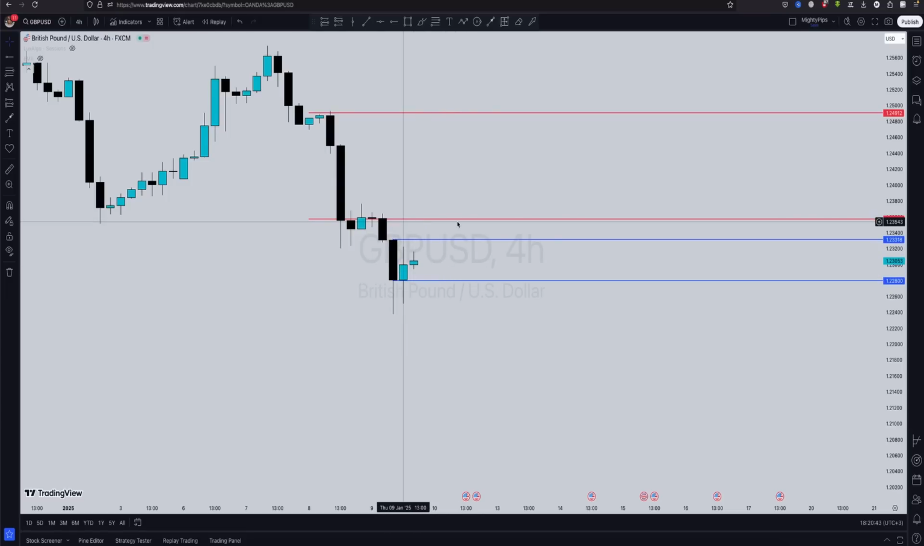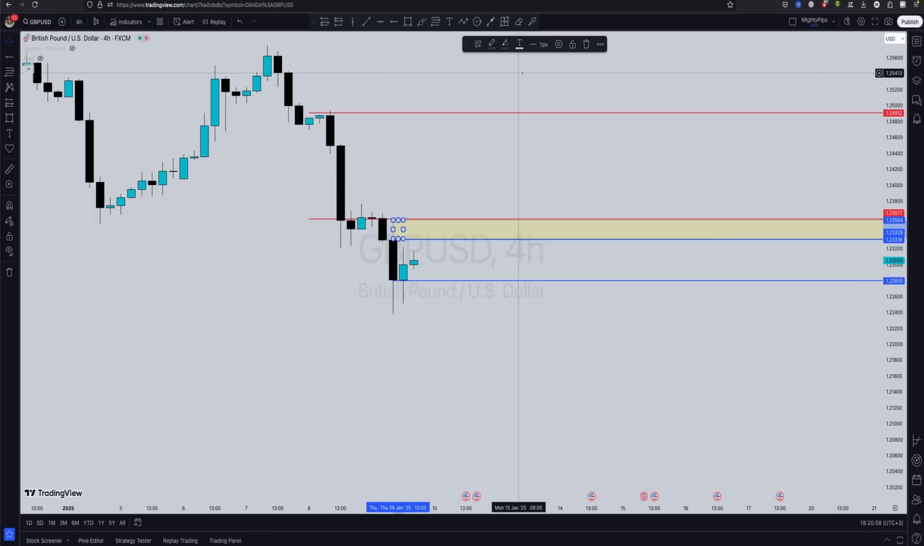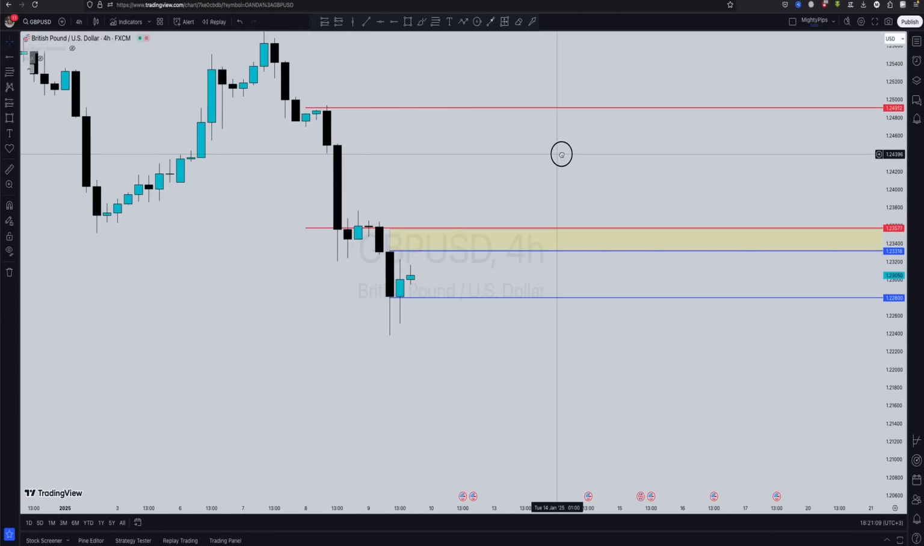Now, you can see that in between them, there is another zone that has been created. That one we can put a color to fill it, okay? Let's make that color yellow, okay? So this yellow zone here, okay, is a zone of imbalance for me, not for ICT, not for smart money concepts. For me, this zone here, for the one candlestick strategy, this yellow zone here is the imbalance in the market for the one candlestick strategy.